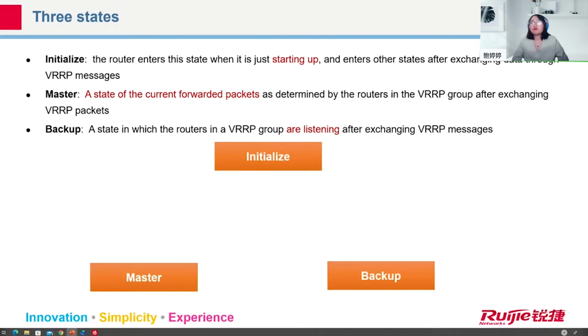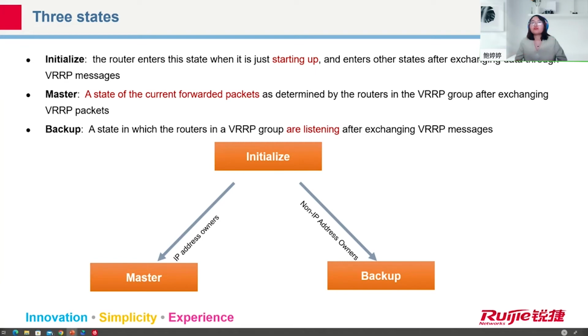And about the VRRP, we have three states. The first one is initialize. When we, at the beginning, add the configuration of these devices, the state will be initialized. And later, if the device is the IP address owner, that means the physical IP address of the device is the same as the virtual IP address we configure on the device, this device will immediately become master. Otherwise, this will become backup.